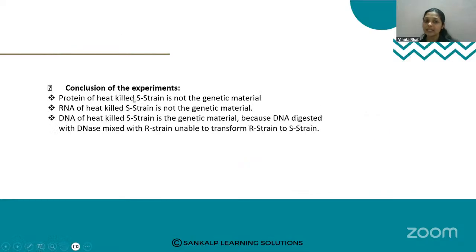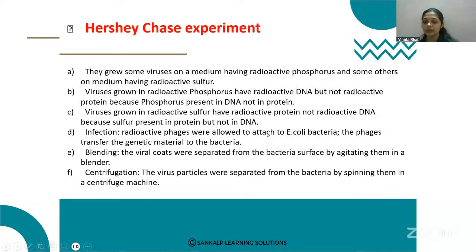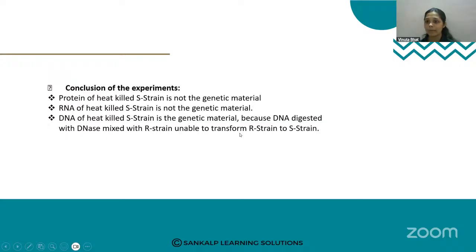Proteins of the heat killed S strain are not a genetic material. RNA of the heat killed S strain is not a genetic material. DNA of the heat killed S strain is the genetic material, because the R strain mixed with DNA-digested extract is unable to transform the R strain to the S strain bacteria.